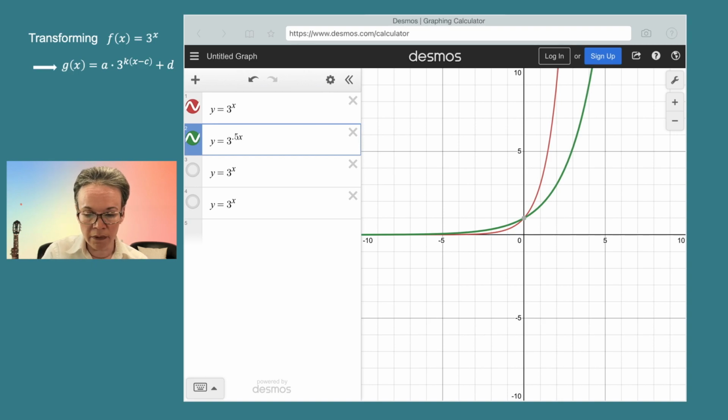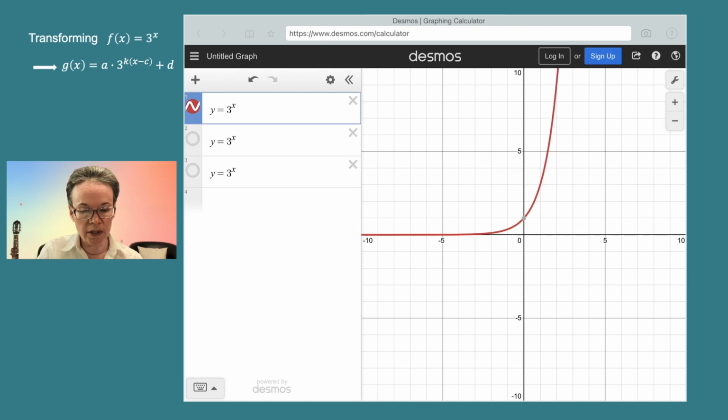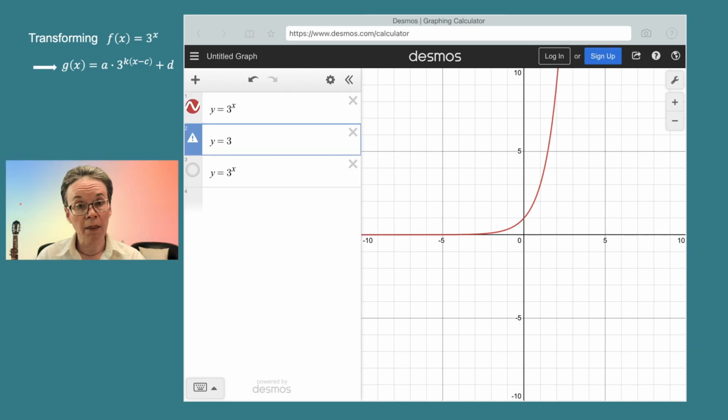Now I'm going to remove this graph right here because we're going to focus on the other transformations. So now we're going to be looking at the red graph versus a purple graph. So what we're going to do now is to look at the effect of c. And you may remember that c signals a horizontal translation, either to the right or to the left. So I'm going to keep everything else positive. I'm going to keep k positive 1, because now I want to focus on the effect of c. I want to see exactly what c is doing.